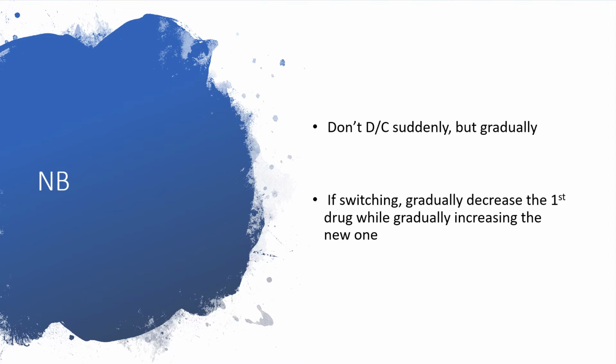Note this, don't discontinue haloperidol suddenly, but we have to do that gradually. If you are switching from haloperidol to another medication or from another medication to haloperidol, we have to gradually, now we are dealing with two medications, right? We have to gradually decrease the one the patient is on right now, while we gradually increase the dose of the new one.